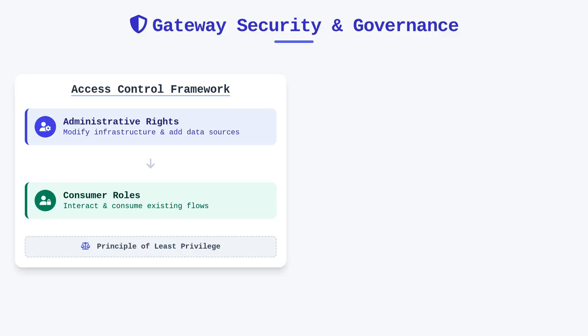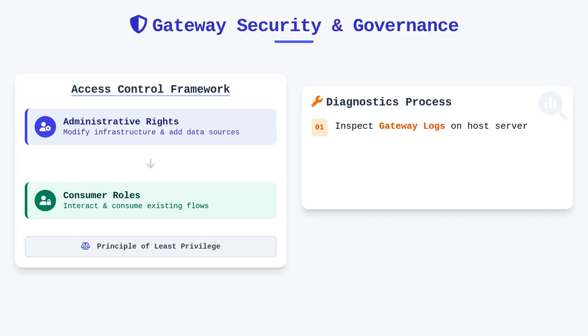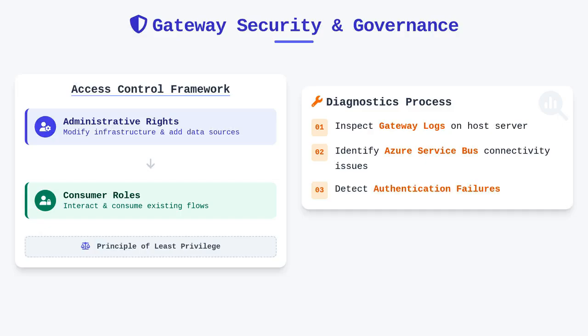If you encounter frequent gateway offline errors, your troubleshooting diagnostic process should begin with the inspection of the gateway logs located on the host server. These logs often reveal connectivity issues to the Azure Service Bus or provide hints about internal service authentication failures that might otherwise go unnoticed.